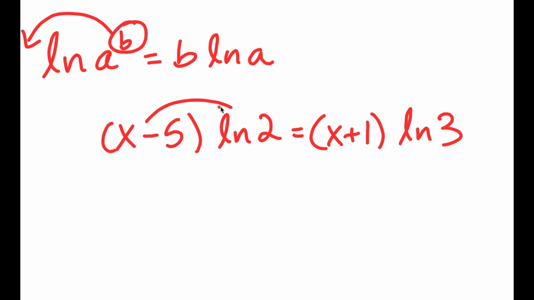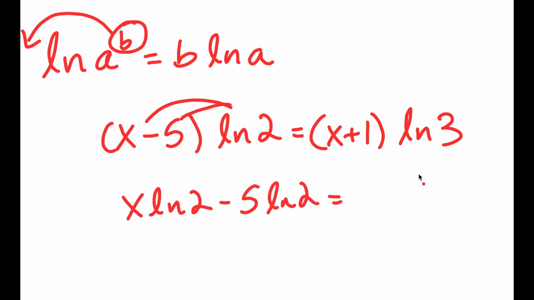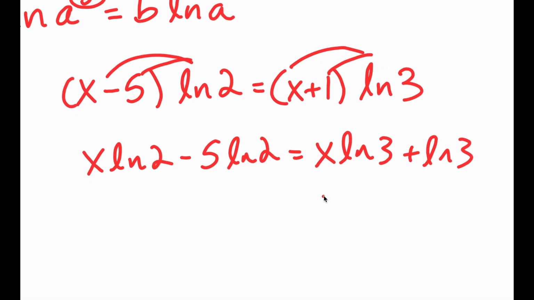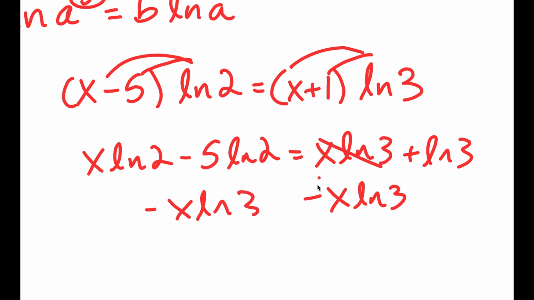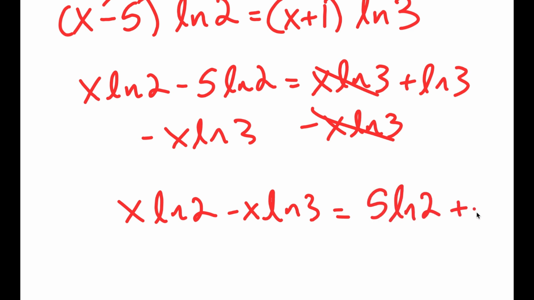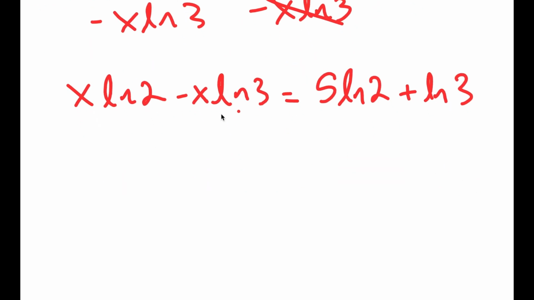Now from here, I'm going to distribute ln 2 for my left-hand side. So I get x times ln 2 minus 5 times ln 2 is equal to, my right-hand side, I'm going to distribute ln 3. So I get x times ln 3 plus ln 3. Now I'm going to subtract x times ln 3 on both sides. So these two cancel out, and I get x times ln 2 minus x times ln 3 is equal to, I'm going to add 5 ln 2 on both sides. So 5 times ln 2 plus ln 3.